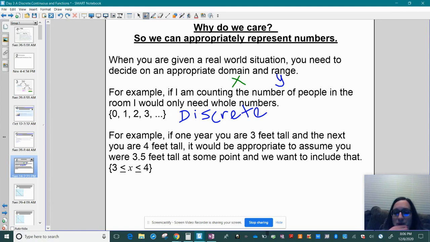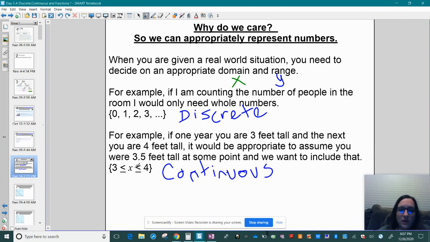And then, for example, if one year you are 3 feet tall and the next you are 4 feet tall, it would be appropriate to assume that at one point you were 3.5 feet tall. You don't just jump overnight. You do grow. Even if sometimes you seem to get taller overnight, you still at one point overnight were that measurement. So between 3 feet and 4 feet. So it looks like this. So this would be an example of a continuous set of data. And usually we have inequalities here. We got commas there. Beautiful.